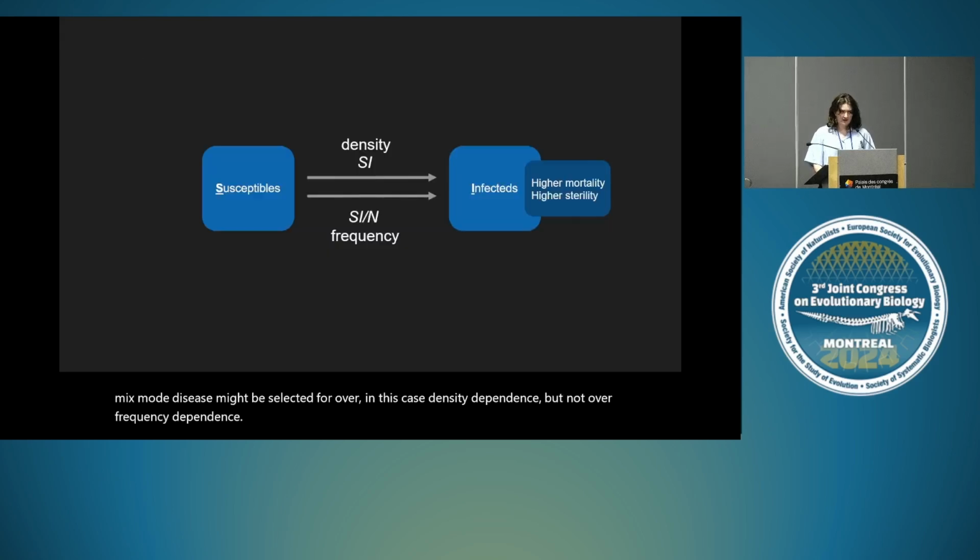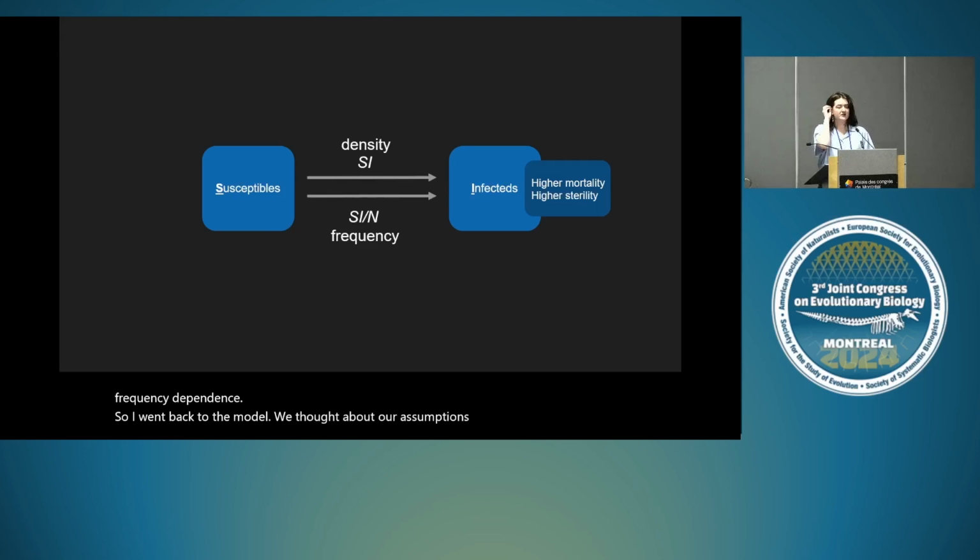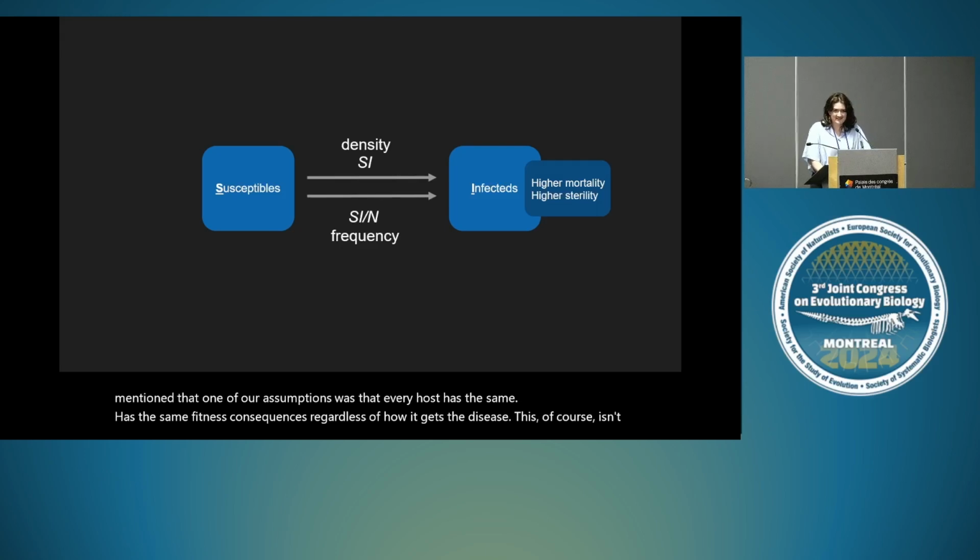So I went back to the model. We thought about our assumptions for this initial model, and I mentioned that one of our assumptions was that every host has the same fitness consequences regardless of how it gets the disease. This, of course, isn't necessarily what we see in reality.